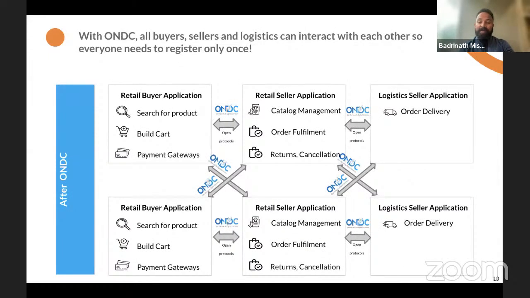Now, the moment we unbundle them and make them interoperable over the ONDC protocol, multiple buyer applications can have access to multiple seller applications. And similarly, multiple seller applications can have access to multiple logistics applications.